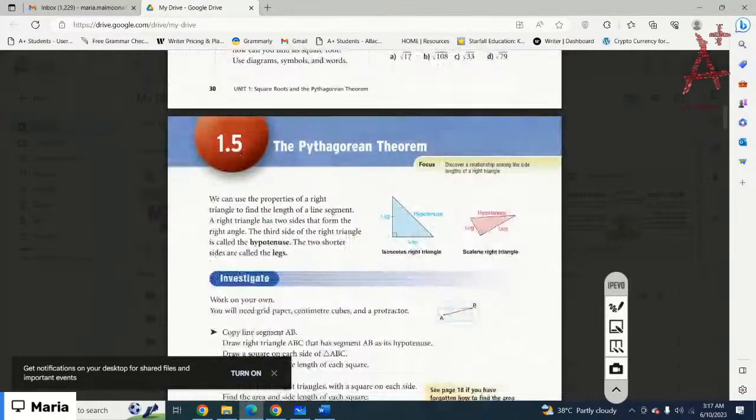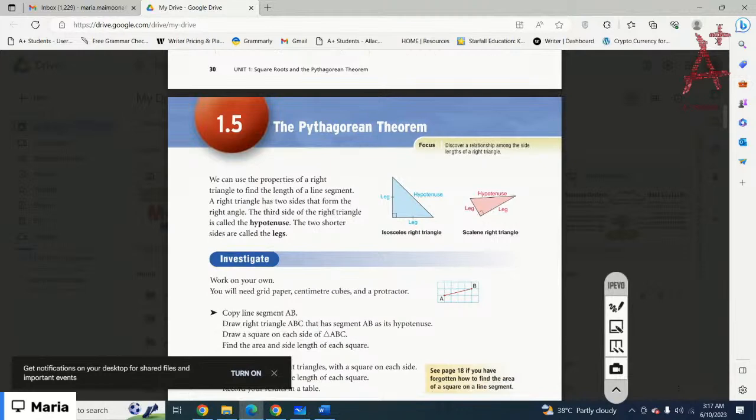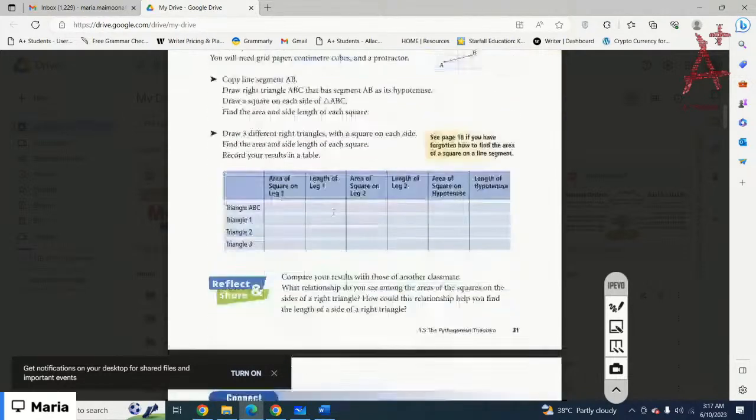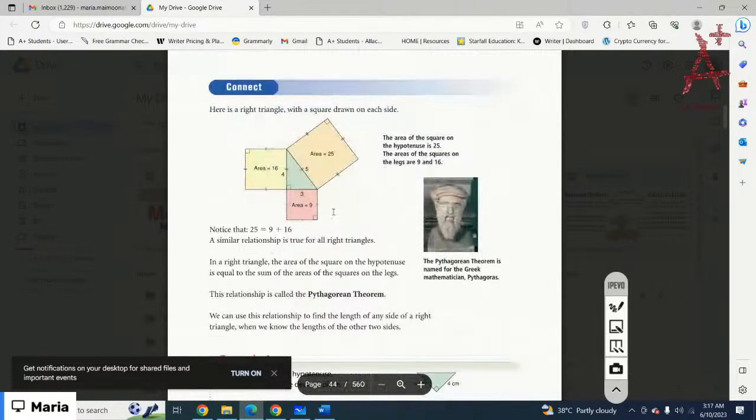Got it? So basically the Pythagorean theorem is for triangles that are right angle triangles. One of the angles is exactly 90 degrees, and that would be the right angle triangle. So basically we have to find a right angle triangle using the Pythagorean theorem. Got it? Okay, just look at the example. Here is a right triangle with a square drawn on each side. So on all three sides you have a square. The triangle in the middle of all three squares is the right angle triangle. Right angle triangle means one of the angles must be 90 degrees. Got it?